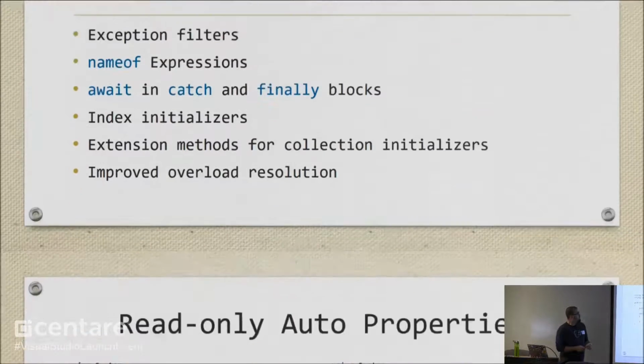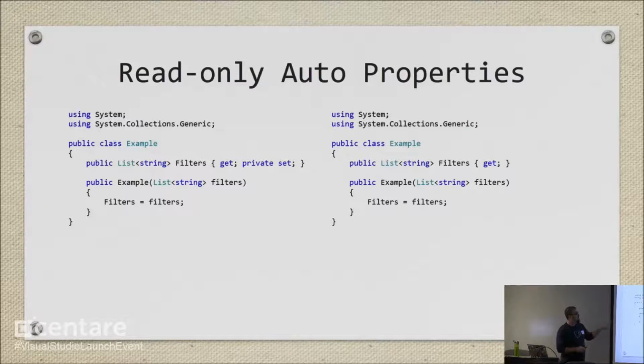So the first one, read-only auto properties. In previous versions of C#, before C# 6, take the example on the left here. Imagine that we have a class that has a property that's assigned to from the constructor. Historically, you'd have this private set. If you're only assigning from the constructor, now that private set can be safely omitted. The place where you'd still want to use private set is if you're assigning to that variable outside the context of the constructor from within the class. Make sense?